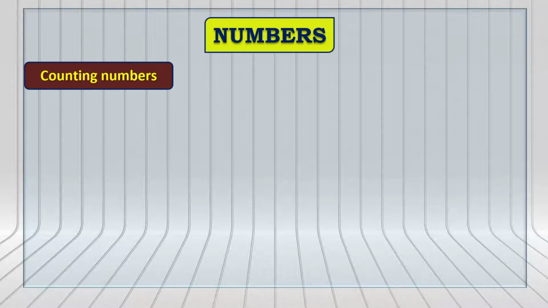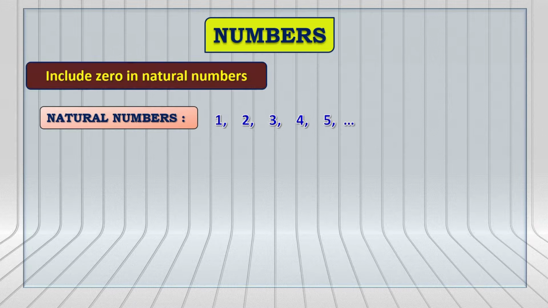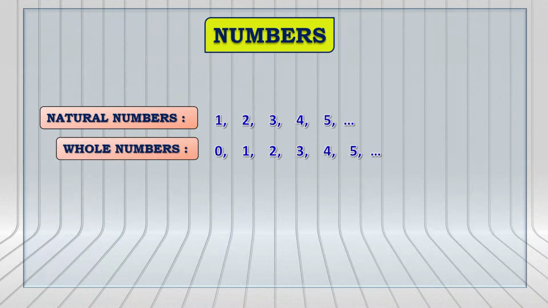Numbers. So what do you mean by numbers? Earlier you have already learned about different types of numbers, like counting numbers. Counting numbers are what we call natural numbers, that we can count like 1, 2, 3, 4. Now if we include 0 in the natural numbers, then we get whole numbers. You already know that whole numbers are the natural numbers plus 0.